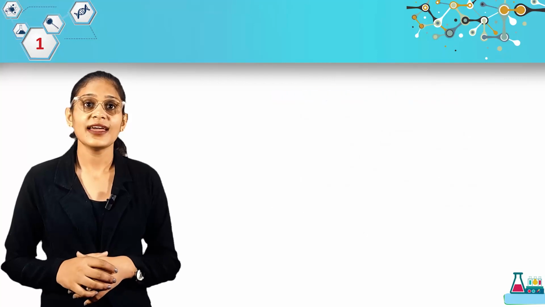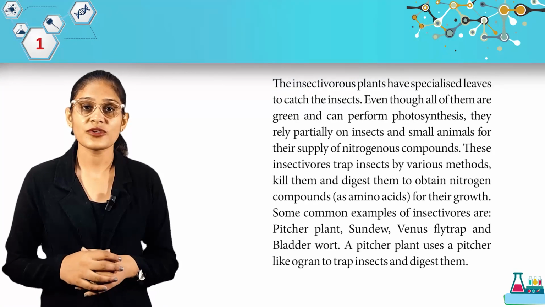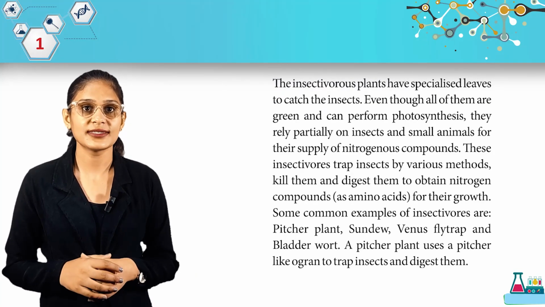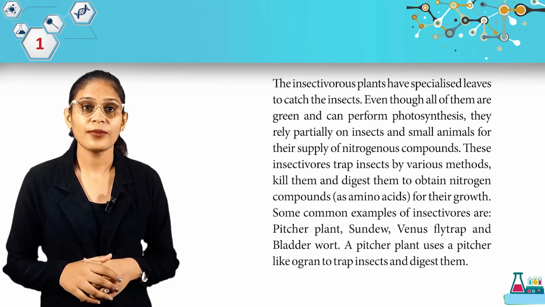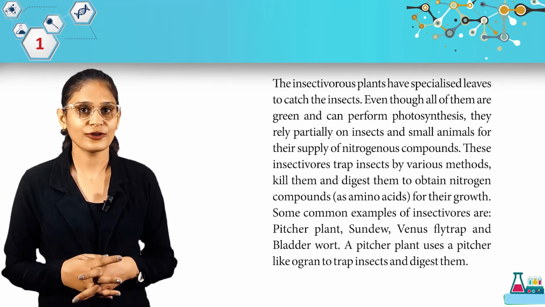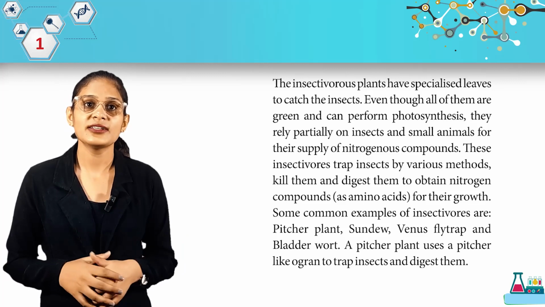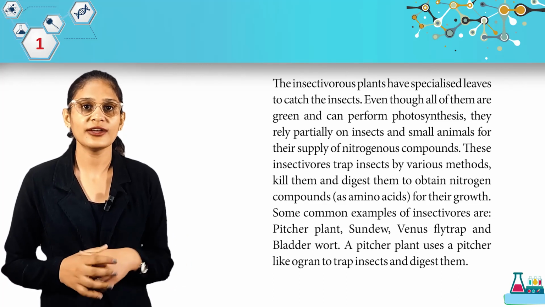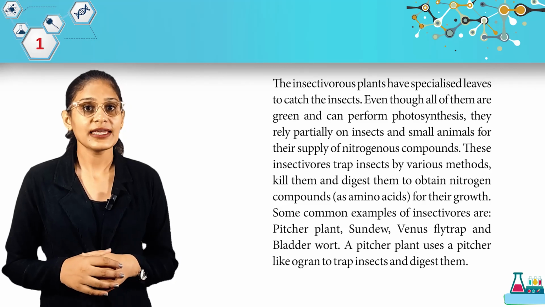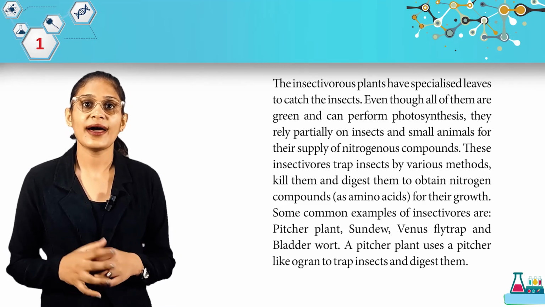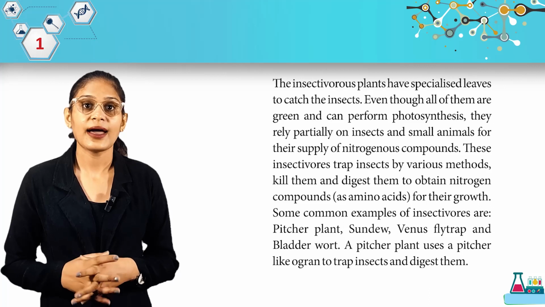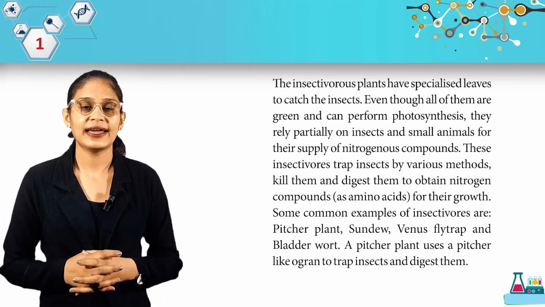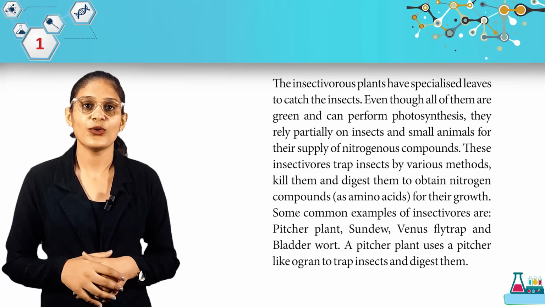Insectivorous plants. The insectivorous plants have specialized leaves to catch the insects, even though all of them are green and can perform photosynthesis. They rely partially on insects and small animals for their supply of nitrogenous compounds. These insectivores trap insects by various methods, kill them and digest them to obtain nitrogen compounds as amino acids for their growth.